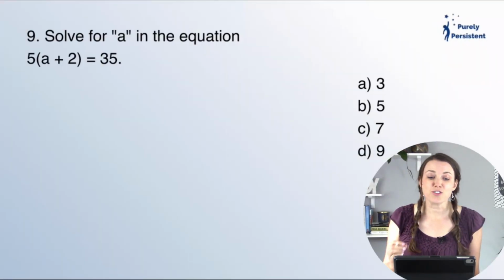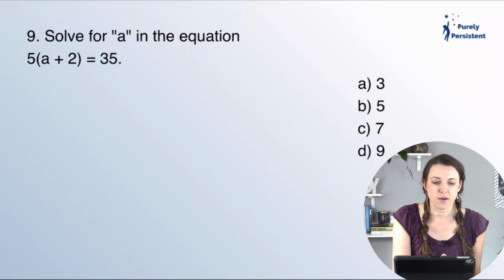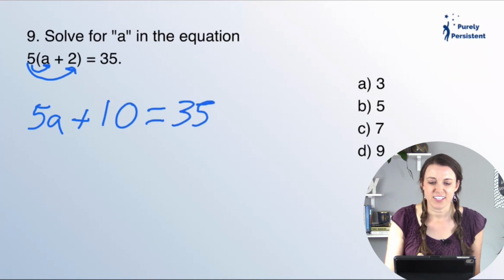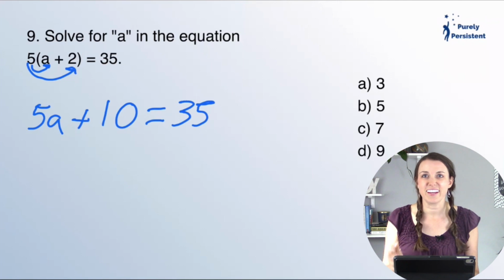Number 9, solve for A in the equation. Okay, so let's go. 5 times A is 5A plus 5 times 2 is 10 equals 35. So how do we get A alone?